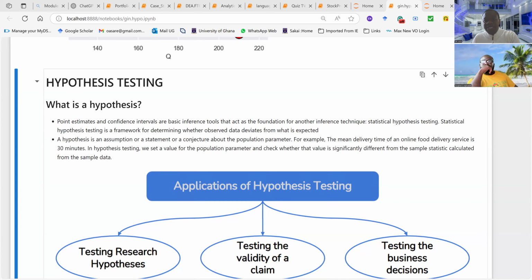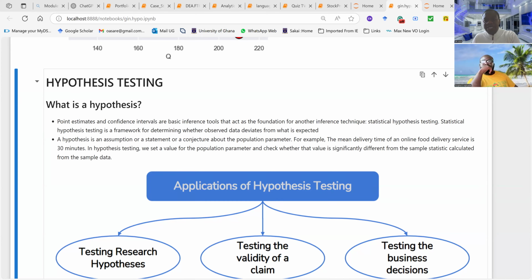Now, what is the level of significance? The level of significance is the probability of committing a type 1 error. But let's put that one aside so that you can appreciate it. Anytime you are doing research, you are likely to make some mistakes. For example, if you make a statement that NDC will win the next election, you are likely to make a modicum of mistake in your statement.